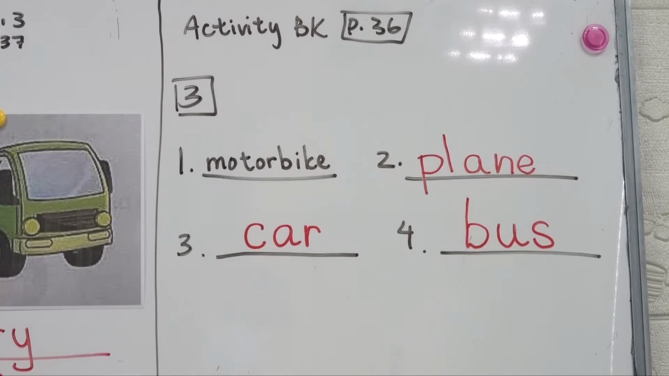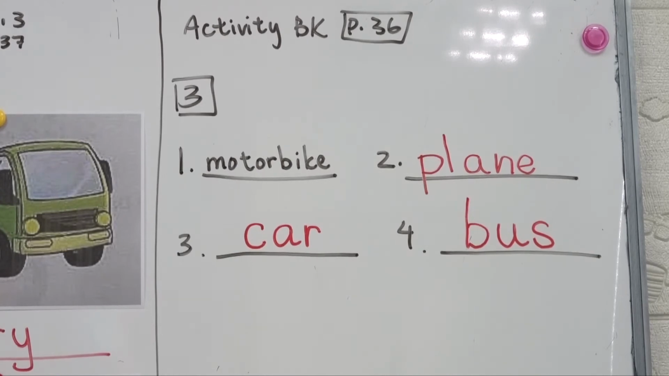For number 1, it is motorbike. Example has been done for you. For number 2, it's plane, P-L-A-N-E. And number 3 is car, C-A-R, car. And number 4 is bus, B-U-S, right? It should be very, very easy for you to do.